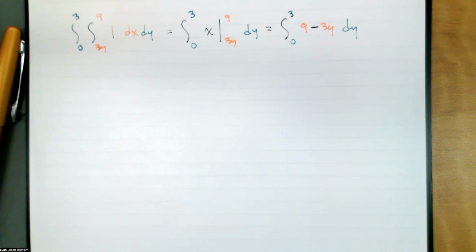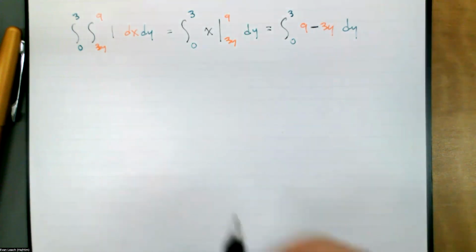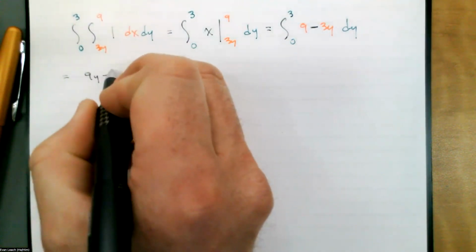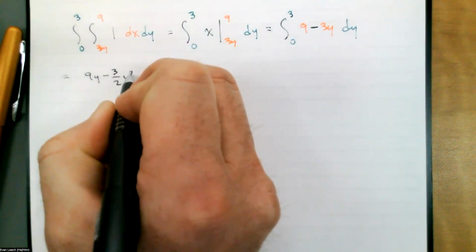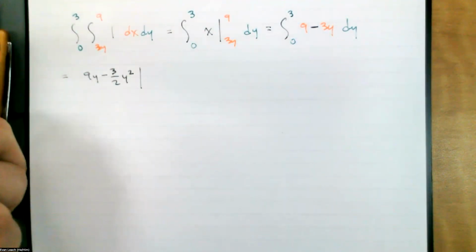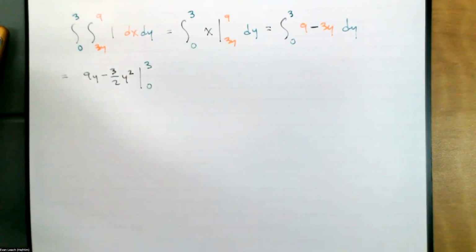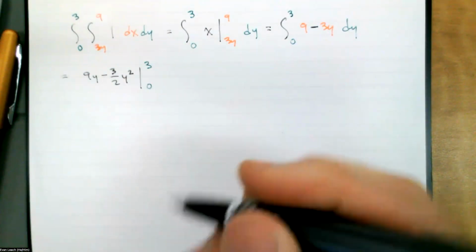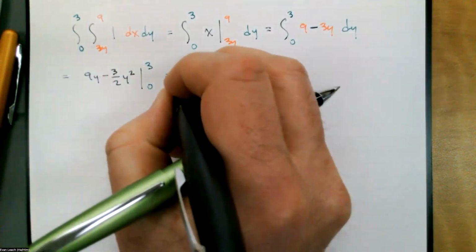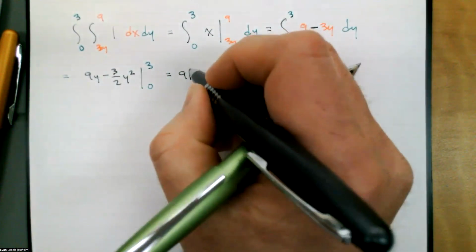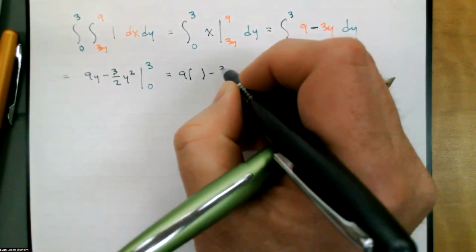But now I've gone from my double integral to a single integral. I just need to integrate 9 minus 3y from 0 to 3. So we find the antiderivative, 9y minus 3 halves y squared, and evaluate from 0 to 3. Now we've finished our integration. We just have to plug in 3 and 0.